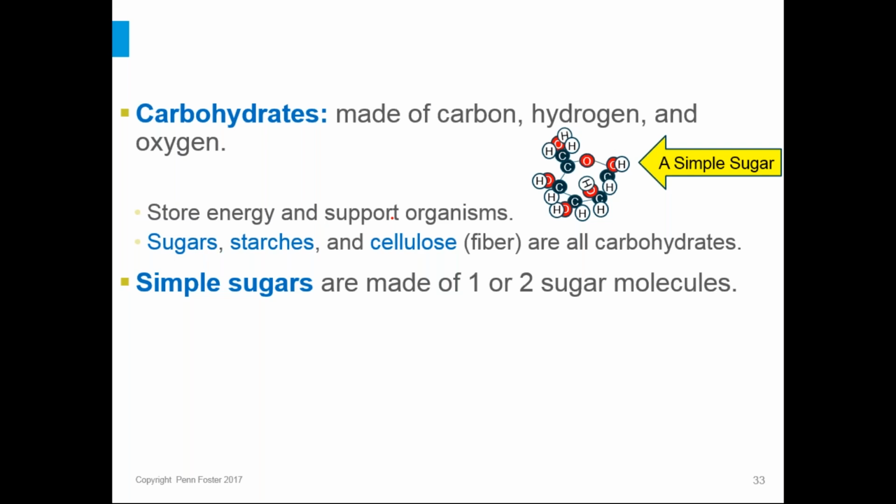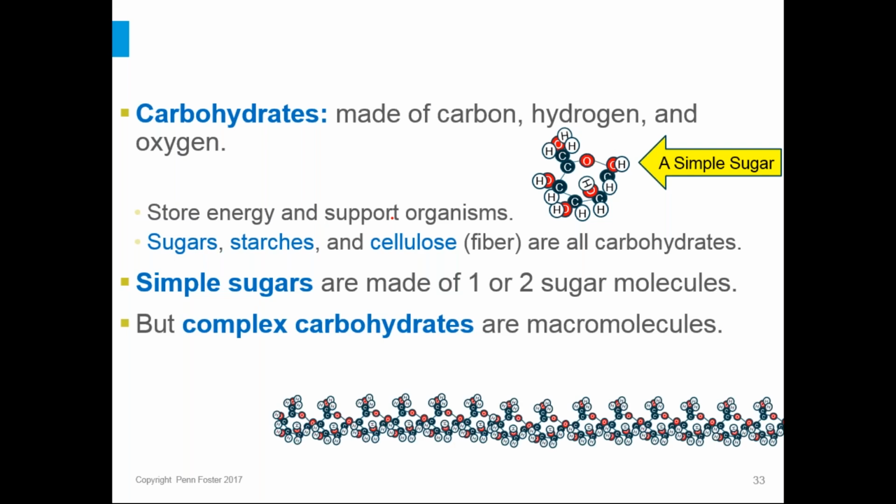But complex carbohydrates form, okay, macromolecules form, where you have lots and lots of these simple sugars hooked together. Again, thousands of them stuck together in different formations. So glycogen is a macromolecule that animals use to store sugar for later. Starch does the same thing for plants, stores the sugar for later. And cellulose is a macromolecule in plant cells that makes them strong and rigid. So that's where the support comes in.